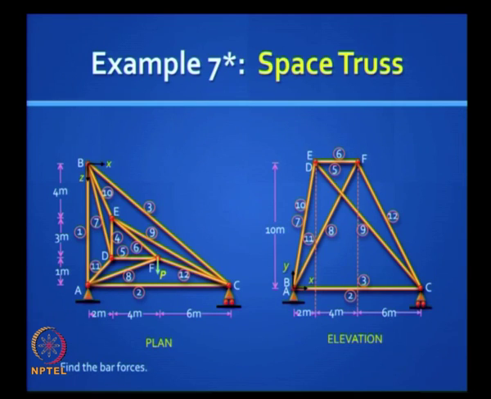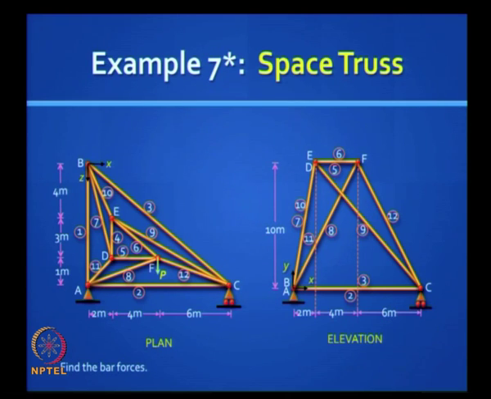Now this is a reading exercise, I put a star there. This is a complicated space truss. The triangle DEF is horizontal, but at this height 10 meter above ground. The triangle ABC is at the ground level, and you have got all these bars connecting them in space. I think we have done this problem by tension coefficient method. You have done it earlier last year, right?